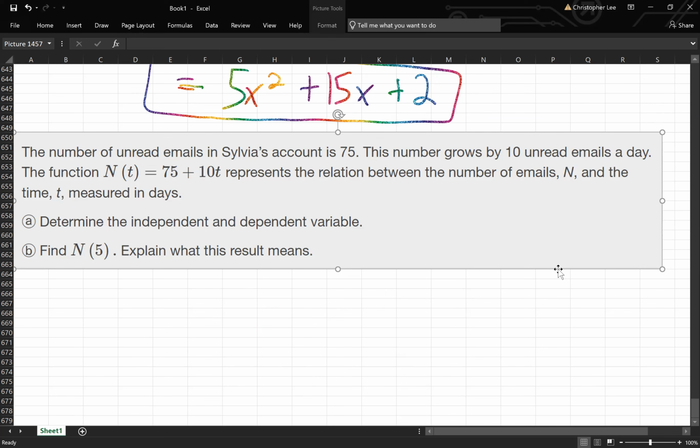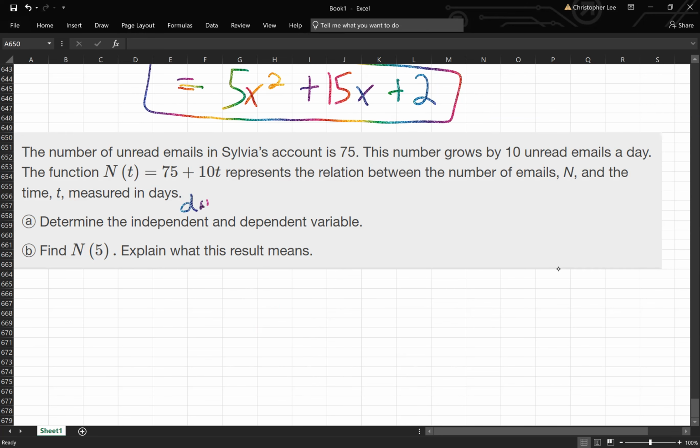The day is the independent variable, or in this case, the t. Now, the number of emails she's gonna have for that particular day, that's the dependent variable, the emails, or the n.